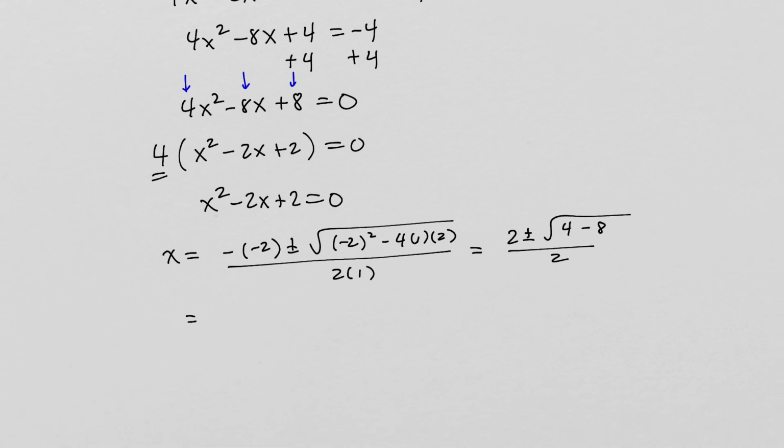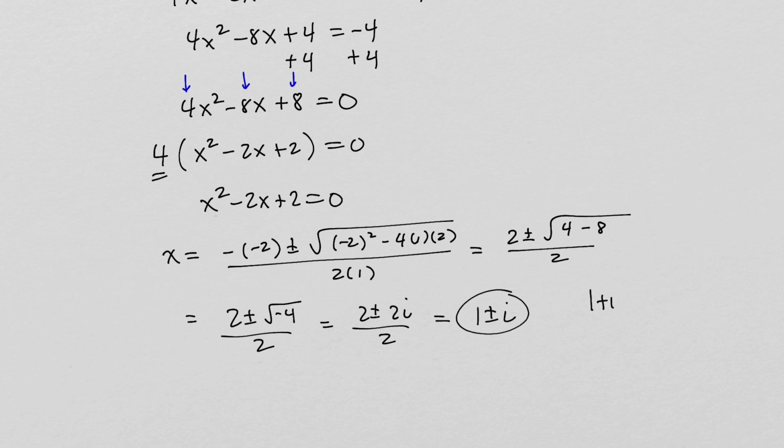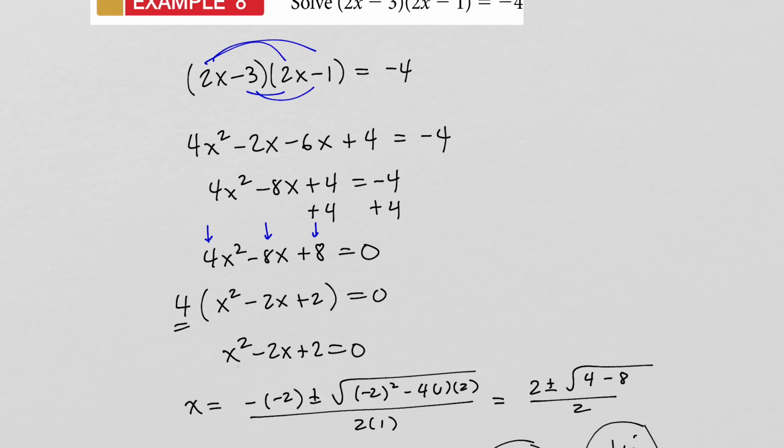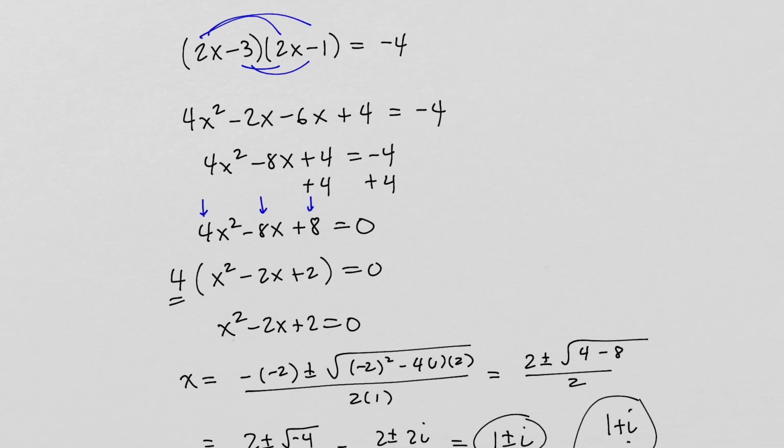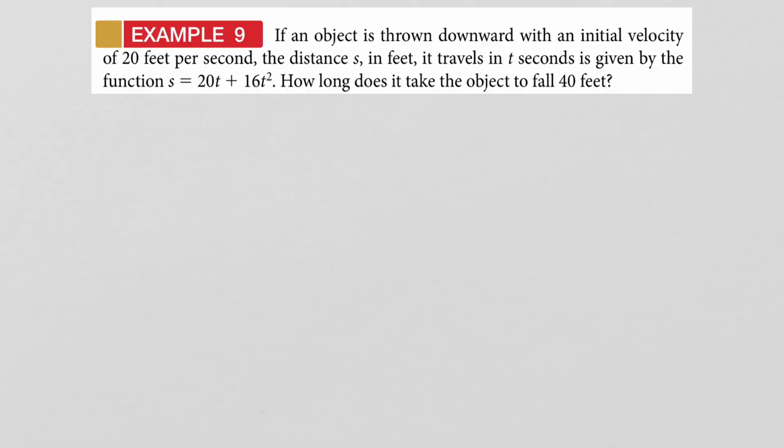So what do we get next here? We have 2 plus or minus the square root of 4 minus 8 is negative 4. What's the square root of negative 4? Well, it's 2i, isn't it? So now if we divide each of those by 2, we have 1 plus or minus i. So 1 plus i and 1 minus i. Those are our answers. Okay, so none of the stuff that you learned before is ignored now. Just because we're doing it using the quadratic formula, the beginning of this problem is still exactly the same.